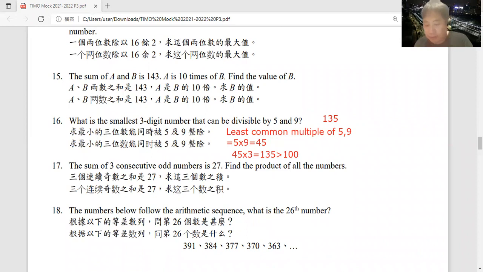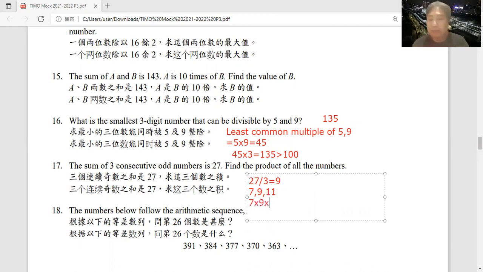Okay, next one. The sum of three consecutive odd numbers is 27. Find the product of all the numbers. Now you need to find all the numbers first. So the one in the middle will be 27 divided by 3, which is 9. So we got all the 3 numbers: 7, 9, and 11. So you just multiply them. So what's that? 693, is it? Yeah, 693.